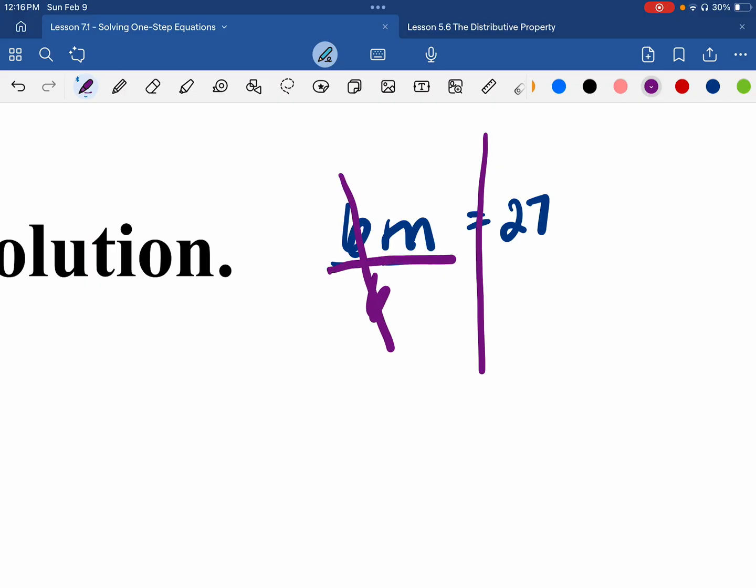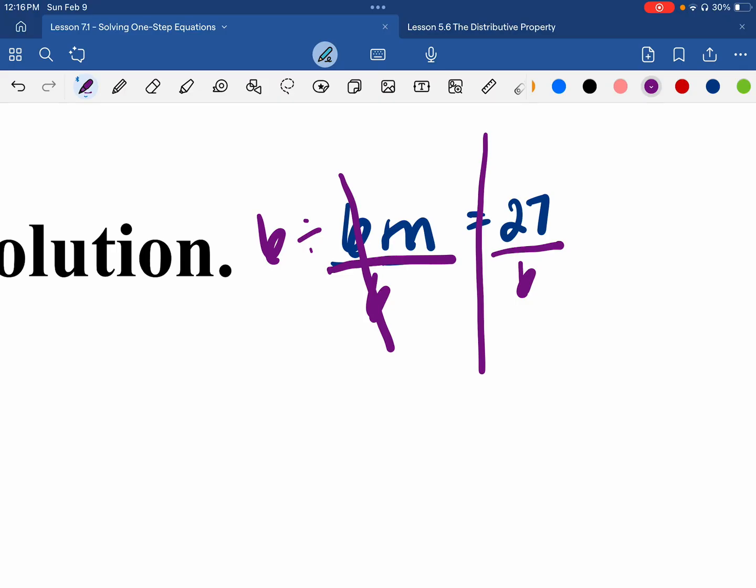You can do it like this. We've been talking about fraction bars actually mean division. Or if you like to write the division sign off to the side, both of those are completely acceptable. I'm not going to police how you show your work. But remember, whatever you do to one side, you have to do to the other. So we have to take 27 and divide it by 6.